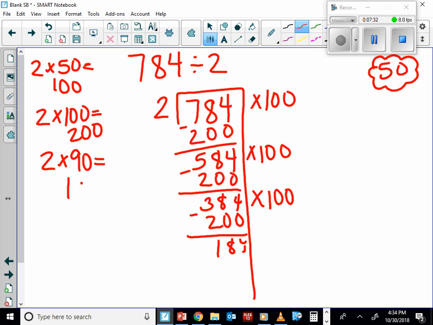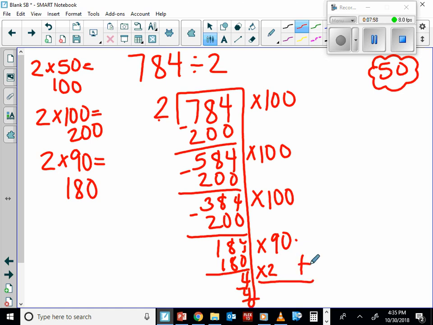2 times 9 is 18. Okay, add 1 0 is 180. Ooh, that's perfect. That's right below 184. So I'm going to multiply that by 90. So 2 times 90 is 180. I have 4 left. Okay. Now I know this is the multiplication fact. I know that 2 times 2 is 4. So that is 0. So I have nothing left. So this one has no remainder.